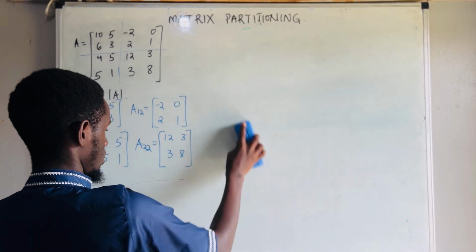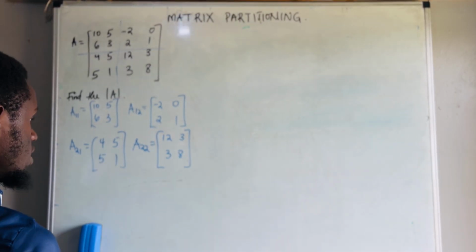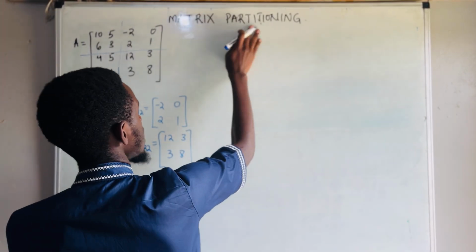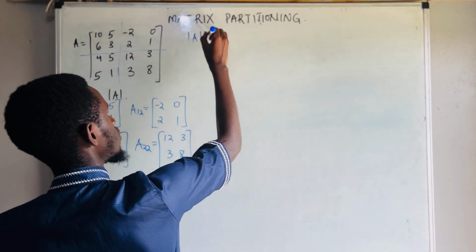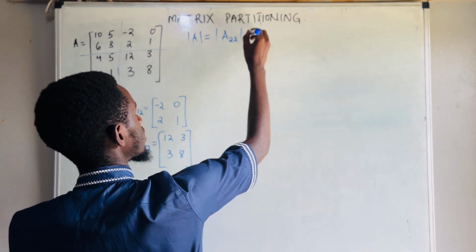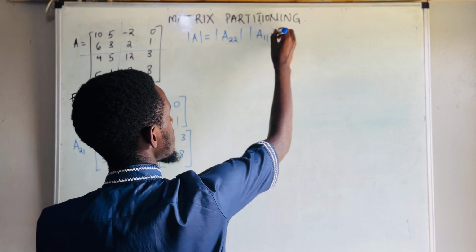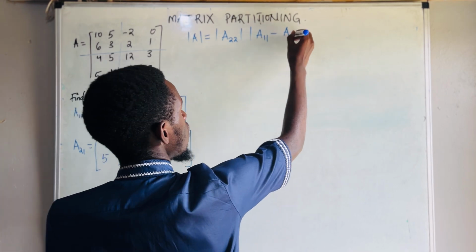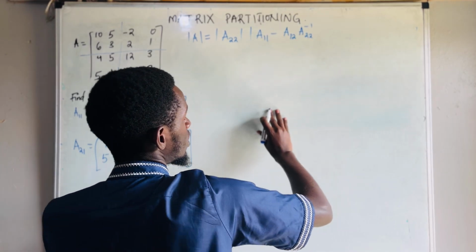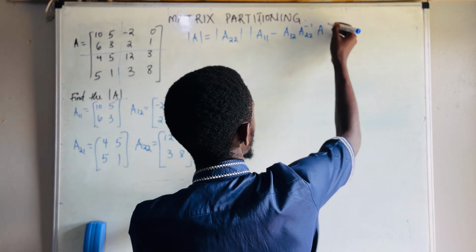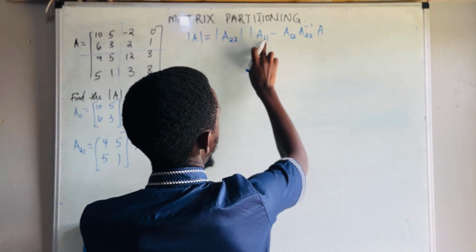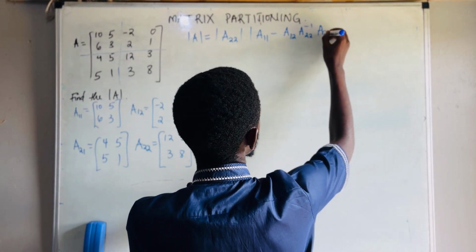We are going to employ this formula, that the determinant of matrix A equals the determinant of matrix A22 times the determinant of matrix A11 minus A12 times A22 inverse times A21. Remember we have a 2 here. Therefore, I have a 1, 1 here. I have to end with 1, 2, 1.